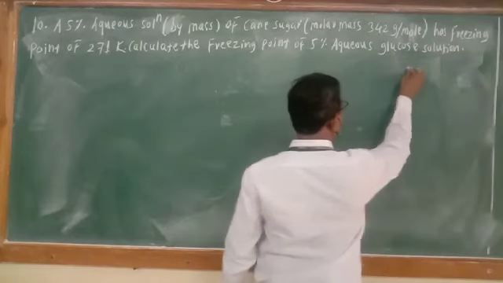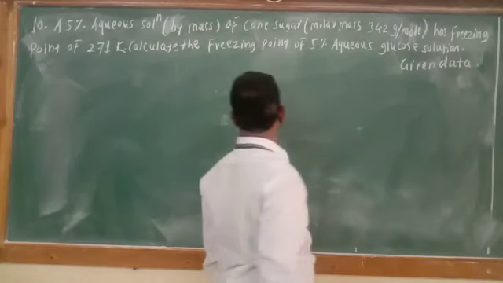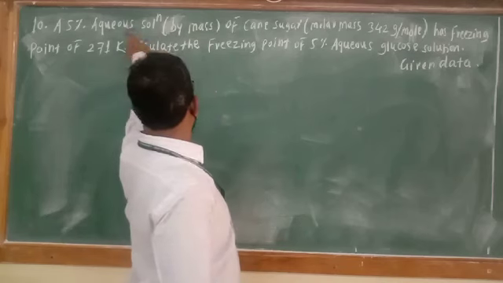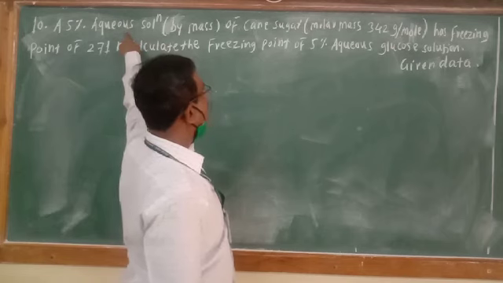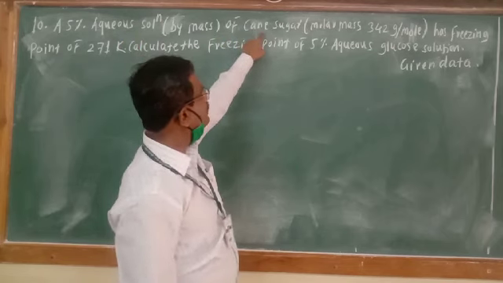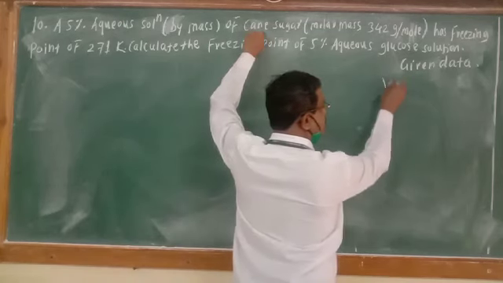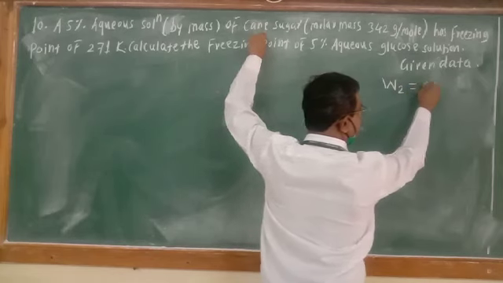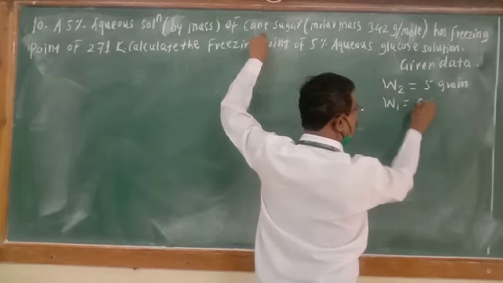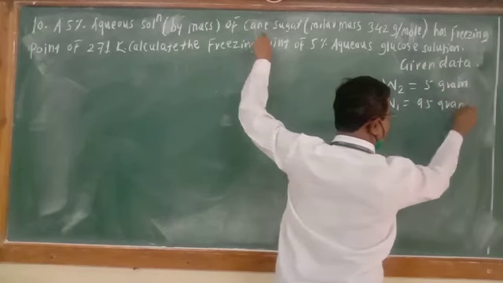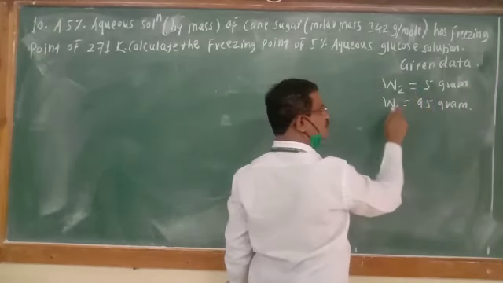Now see the data given in this problem. Aqueous solution means the solvent used is water, and the solute over here is cane sugar, 5%. 5% means mass of solute is equal to 5 gram. Mass of the solvent W1 will be equal to 95 gram. The solute is nothing but sucrose, solvent is water.